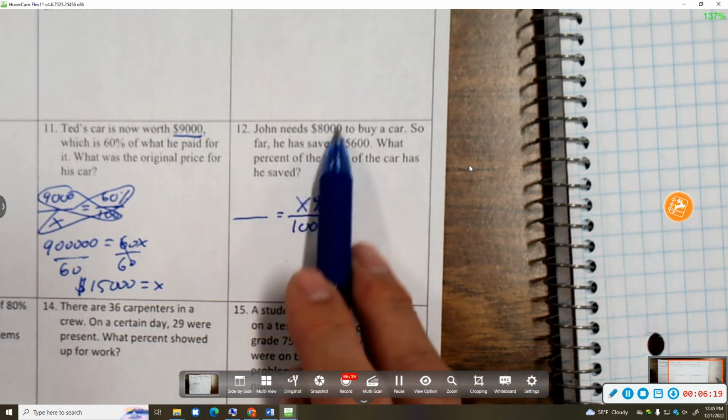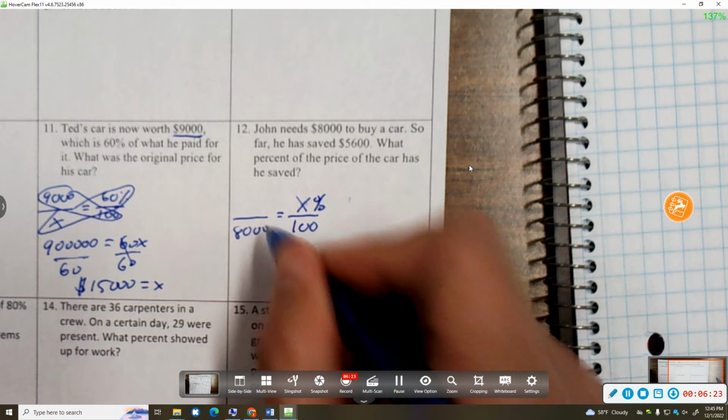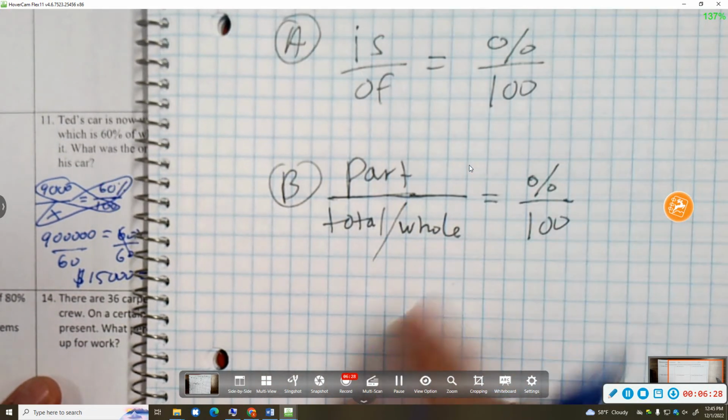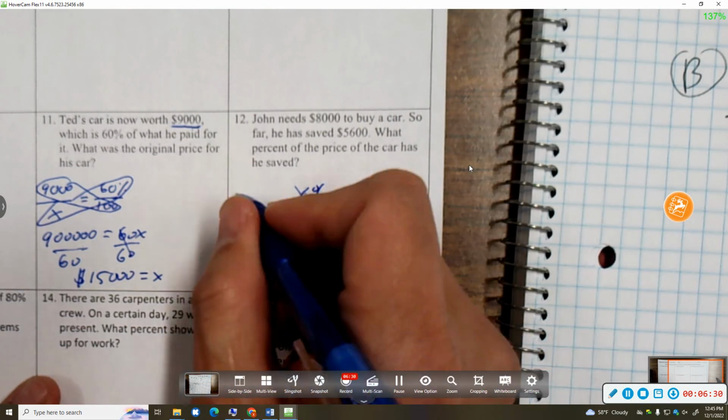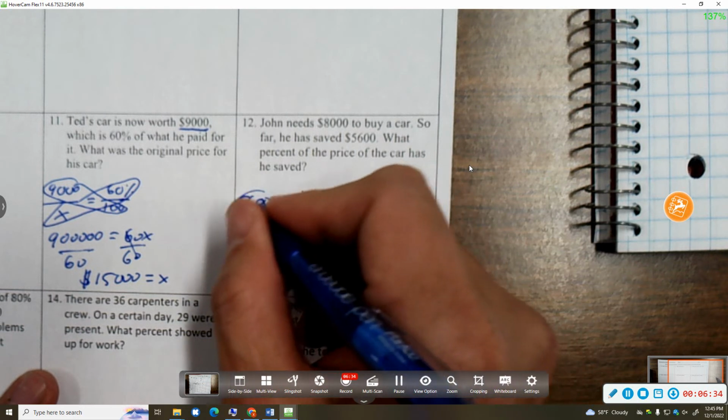So he wants to save $8,000. So that is your total already. That's your total, and so your total and the whole goes on the bottom. And $5,600 is what he has now, but he wants to save 8,000. So let's go ahead and cross multiply.